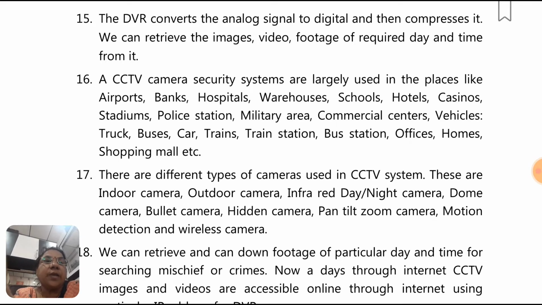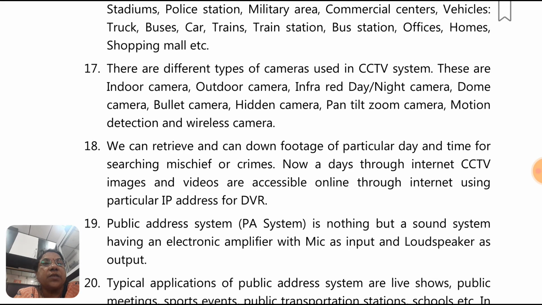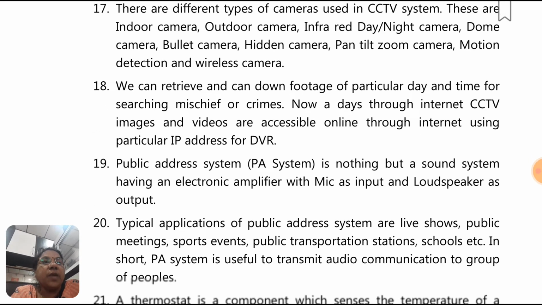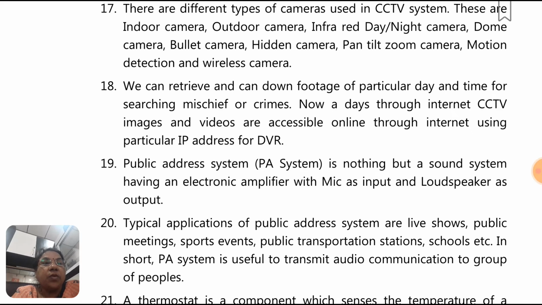CCTV camera security systems are largely used in places like airports, banks, hospitals, warehouses, schools, hotels, casinos, stadiums, police station, military area, commercial centers, vehicles, trucks, buses, car, trains, train station, bus station, office, home, shopping mall. So there are different types of cameras used in CCTV system. These are indoor camera, outdoor camera, infrared camera, drone camera, bullet camera, hidden camera, pan-tilt zoom camera, motion detection and wireless camera.